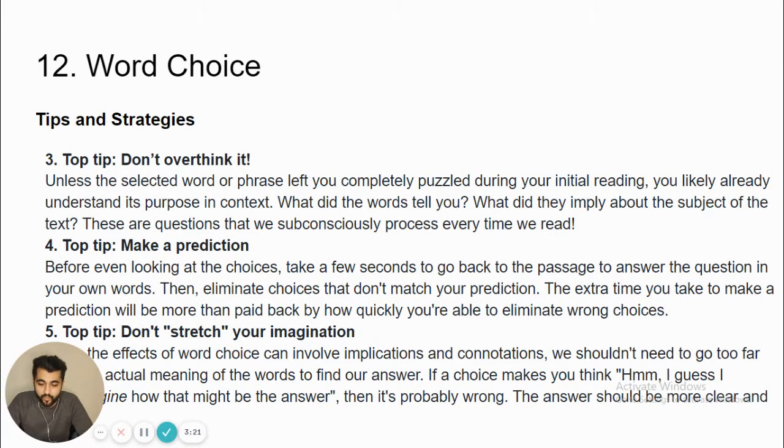And number five, don't stretch your imagination. While the effects of word choice can involve implications and connotations, we don't have to make too big a leap in our logical reasoning. Whatever assumptions or conclusions we are making, they should be grounded in the evidence that is available in the passage.